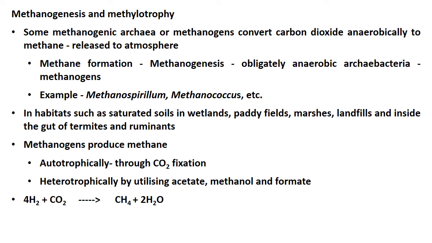The methane formation by microorganisms is known as methanogenesis, and the bacteria capable of producing methane are known as methanogens. They are generally obligate anaerobic archaebacteria. Examples are Methanospirillum, Methanococcus, etc. These organisms are generally present in habitats such as saturated soils and wetlands, paddy fields, marsh, landfills, etc. and also inside the gut of termites and ruminants. These organisms can grow only under strict anaerobic conditions.